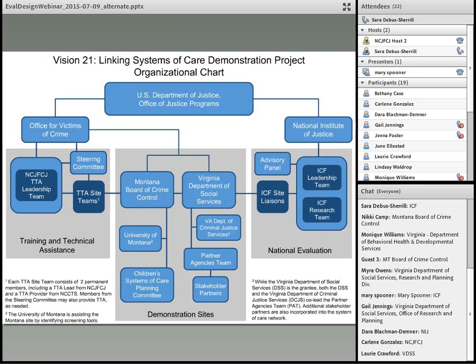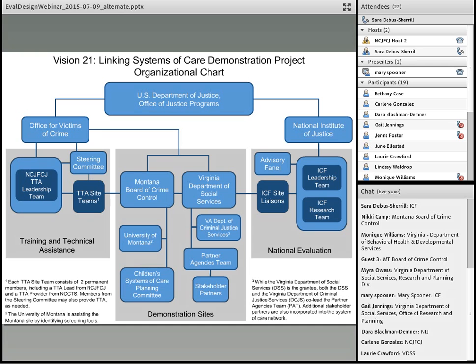So on the left, there's the Office for Victims of Crime, and underneath them, there's the National Council, including their leadership team, their steering committee, and their individual site teams that are interacting directly with the sites. And then also underneath OVC in the middle are the two demonstration sites, Montana and Virginia. And I will say that I just showed this to the sites this week, and so they are reviewing it right now, and so their structure may change a little bit depending on the feedback we get back, but this gives a general sense of that.